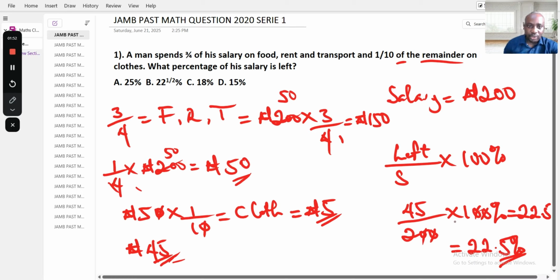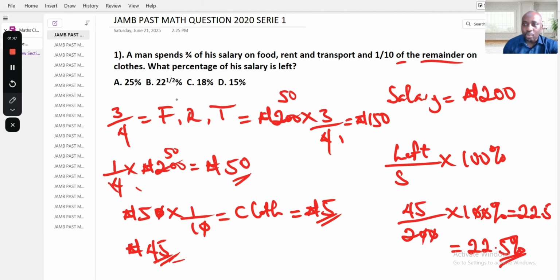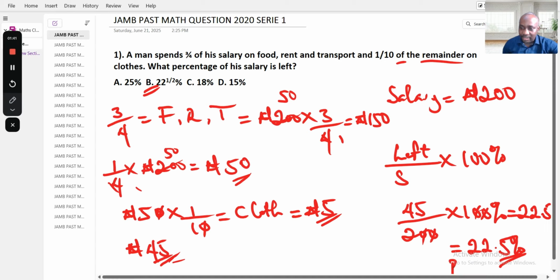Do we have 22.5 there? Yes. Therefore, we have 22.5 percent, which is B. The answer is B. Final answer is B. Let's move to the next question.